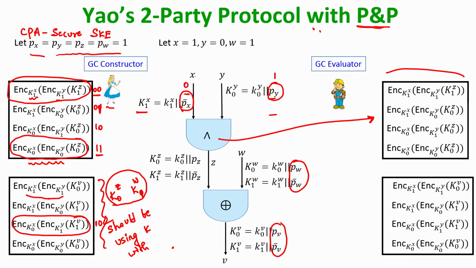So, even if it is x equal to 0 or x equal to 1, the permutation bit could be any random bit. In the same way, just because the y key has the permutation bit 1 does not mean that he is actually seeing the key corresponding to y equal to 1. In fact, he is seeing the key corresponding to y equal to 0. Okay.